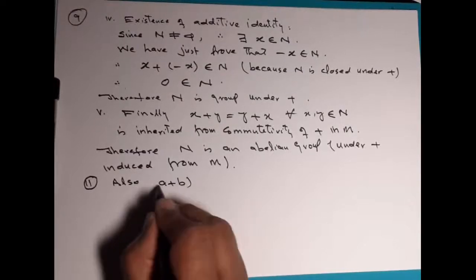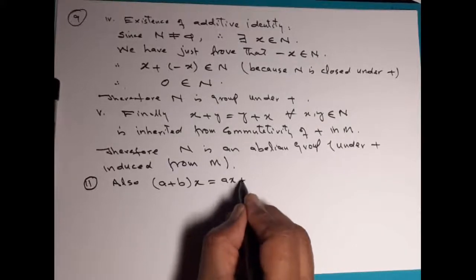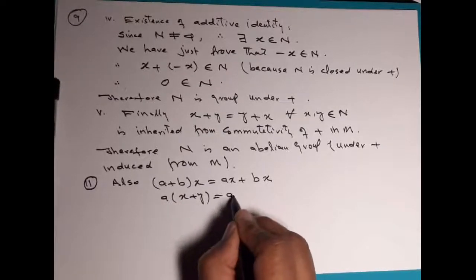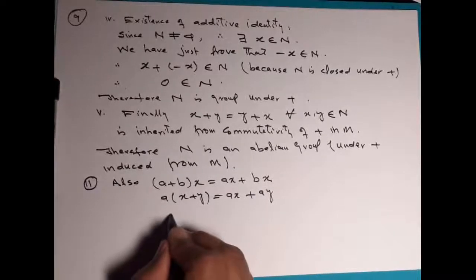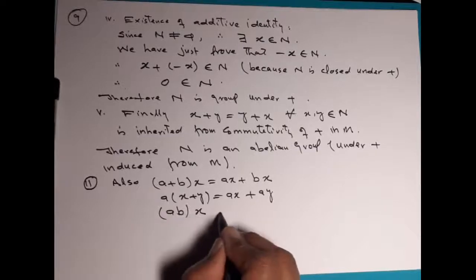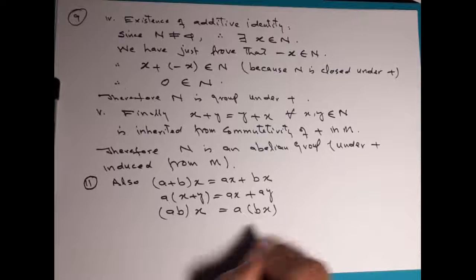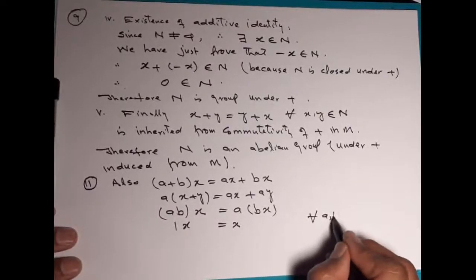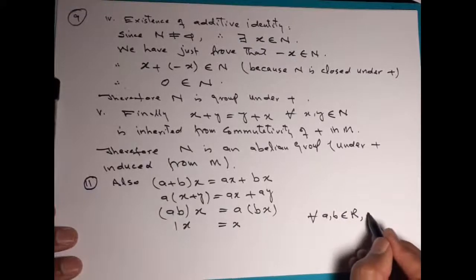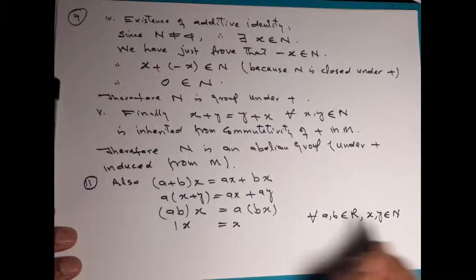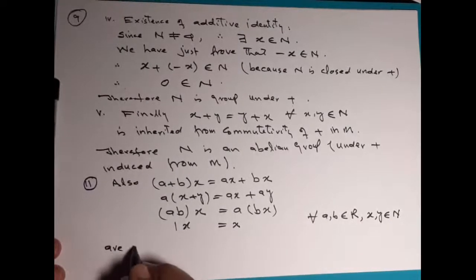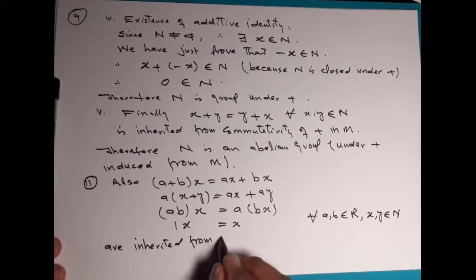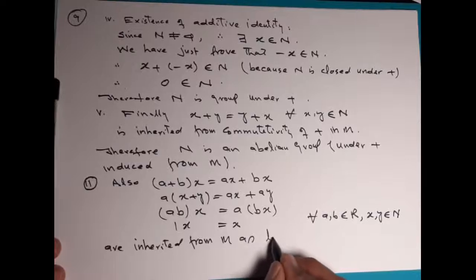(a + b)x = ax + bx. a(x + y) = ax + ay. (ab)x = a(bx), and identity element times x is equal to x, for all a, b belonging to R and x, y belonging to N. Also, these conditions are inherited from M as a left R module.